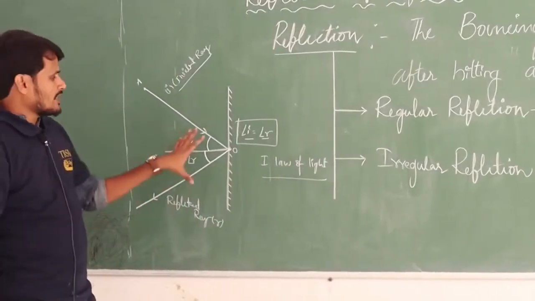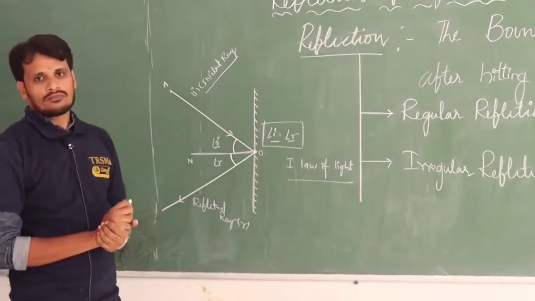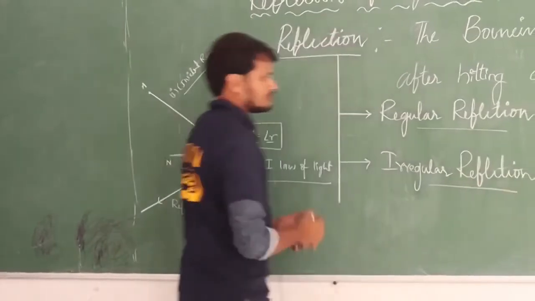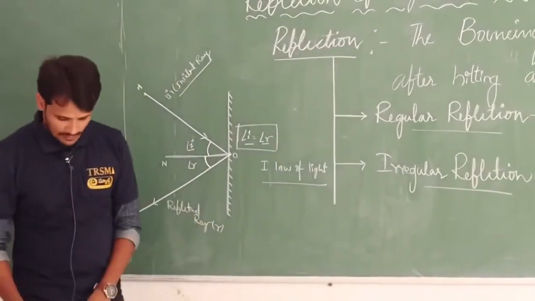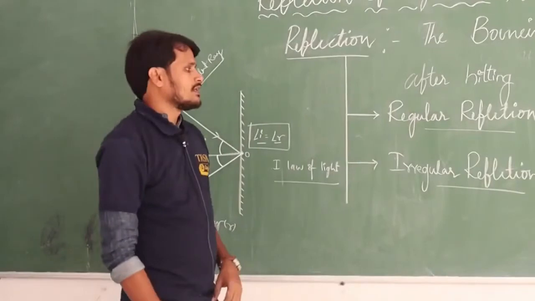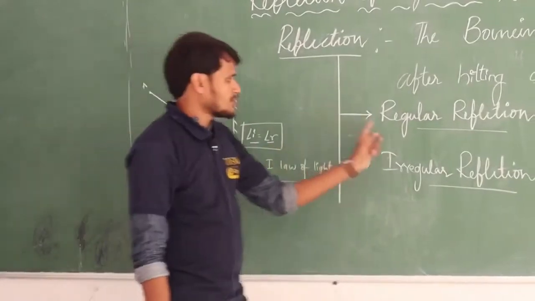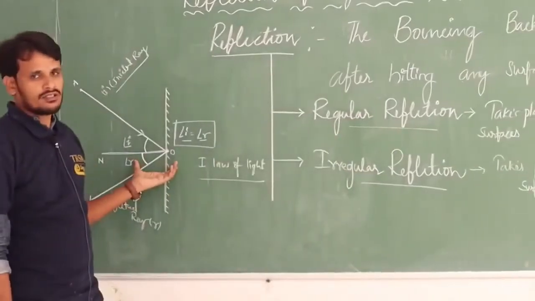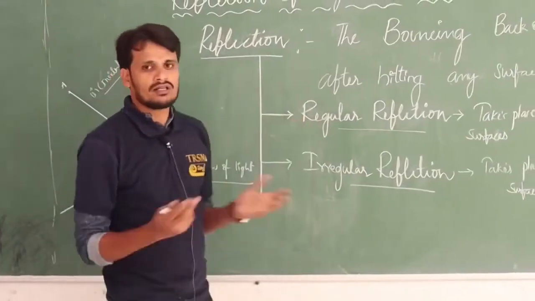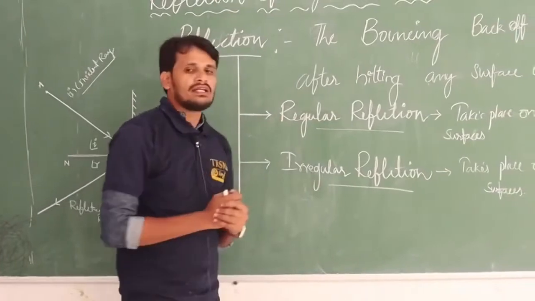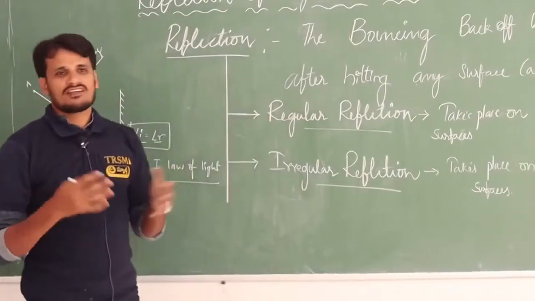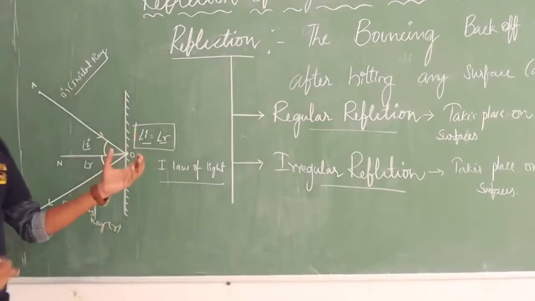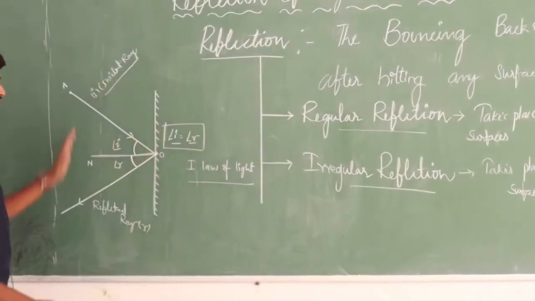Let's see how many types of reflections are possible here. There are two types of reflections possible. Let's see what they are. The first one is regular reflection. We understood what reflection is. Now let's go to what we mean by regular reflection and irregular reflection. We know plane surfaces. Take the example of plane surfaces: they show a proper reflection like this.